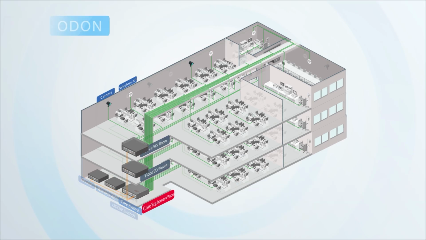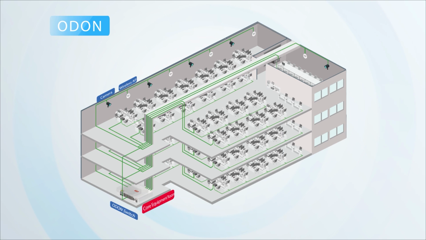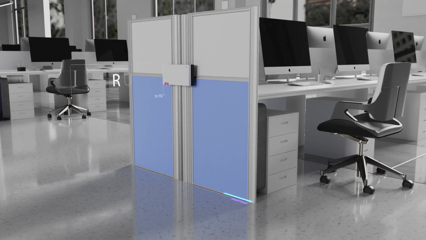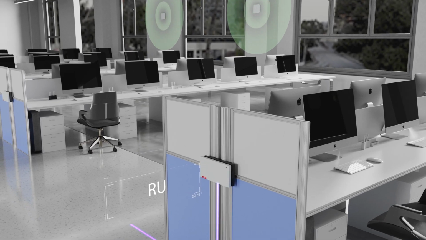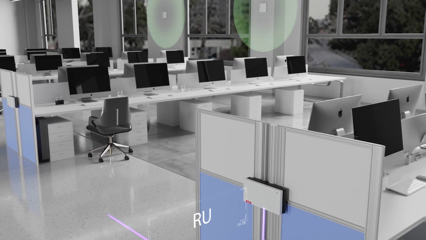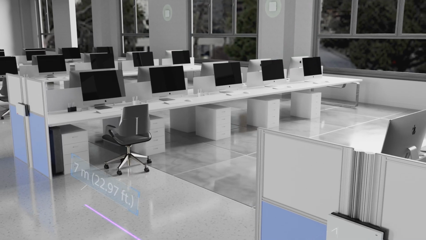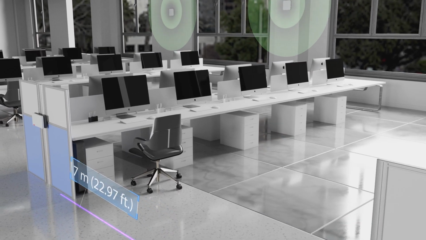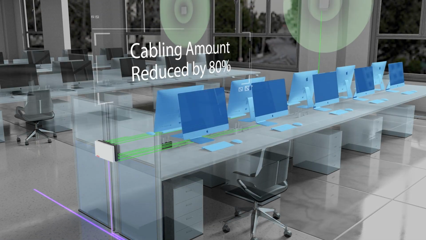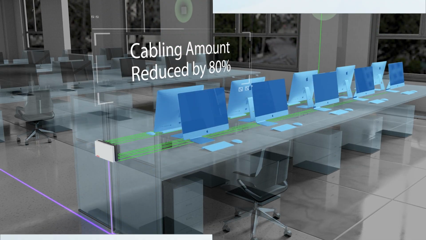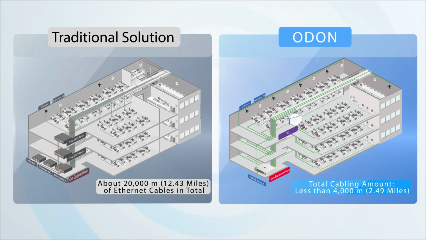In contrast, in ODON, only one multifunctional integrated switch needs to be deployed in a core equipment room, slashing device investment by over 50%. At the access layer, both rack mounting in ELV rooms and indoor deployment are adopted, reducing the total cabling amount to less than 4,000 meters. The average cabling distance of information points is decreased to 7 meters. The cabling amount is reduced by 80%, and construction period is shortened by 40%. In this way, the overall cost of network construction is reduced by 30%.